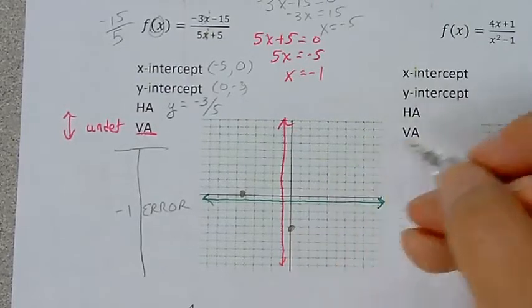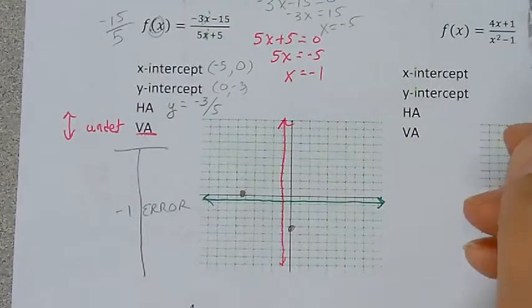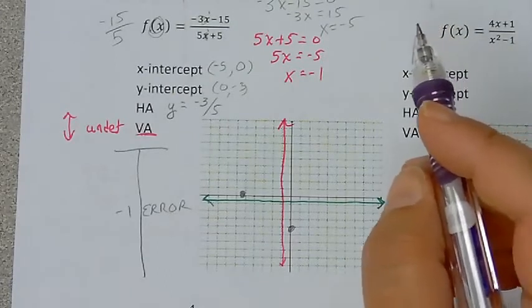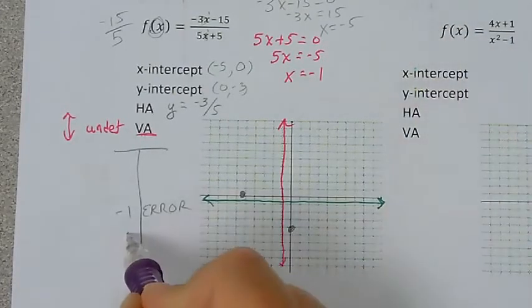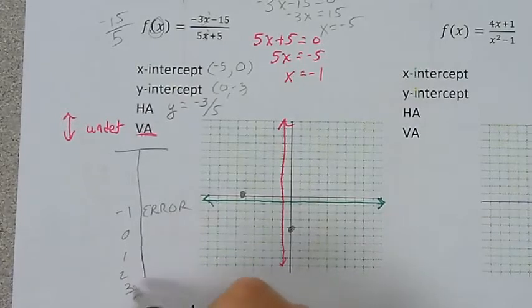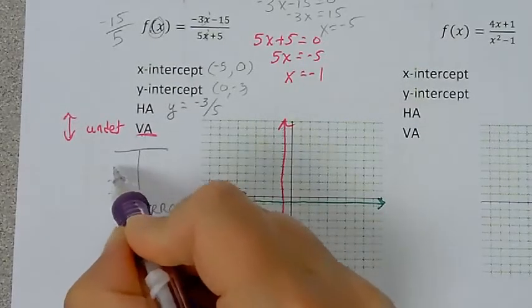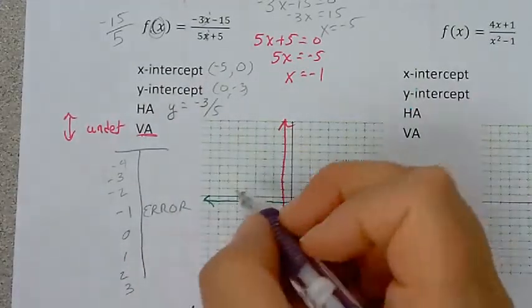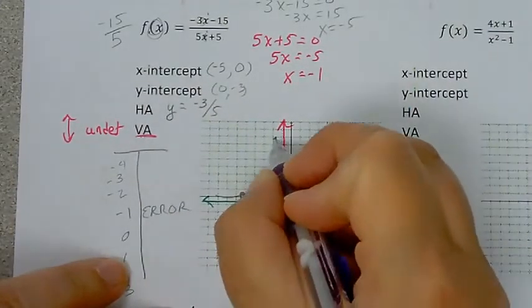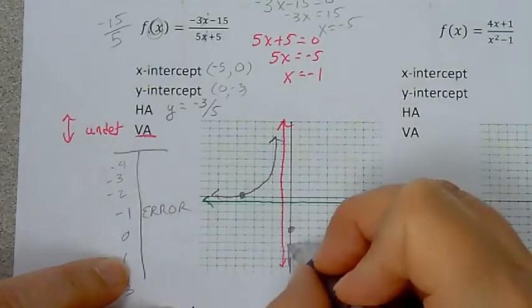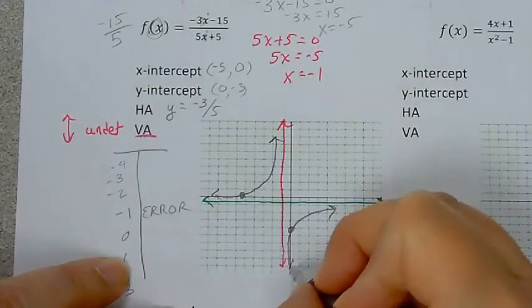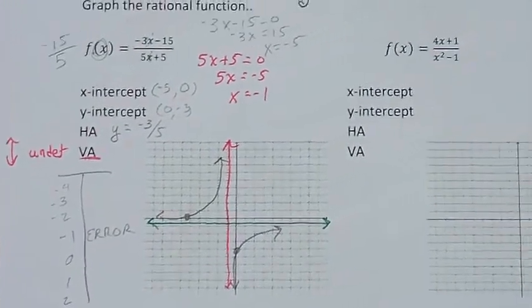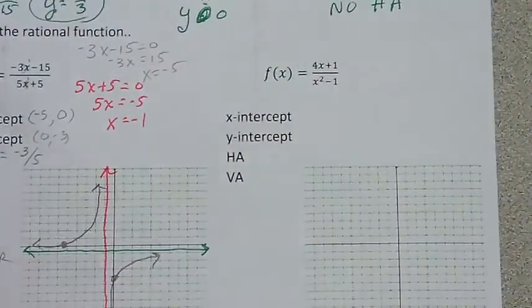And then I could go ahead and just find some other values by putting numbers in. So I could try like 0, 1, 2, 3, and I could try -2, -3, -4. I would just put this whole thing in my calculator, and when you do that, you get a graph that looks something like this. And I would let you use a graphing calculator for that. Okay, let's look at the next one.